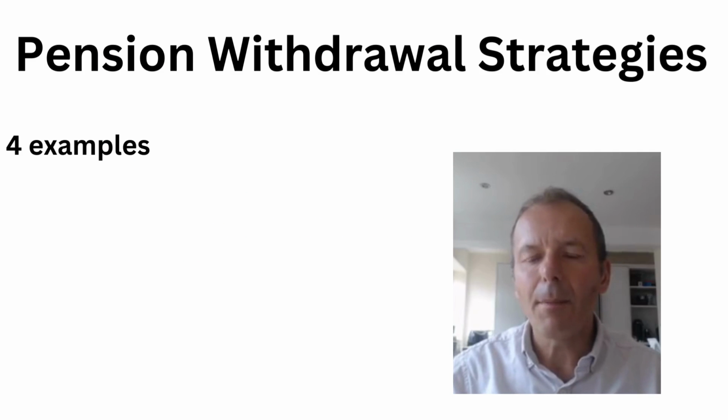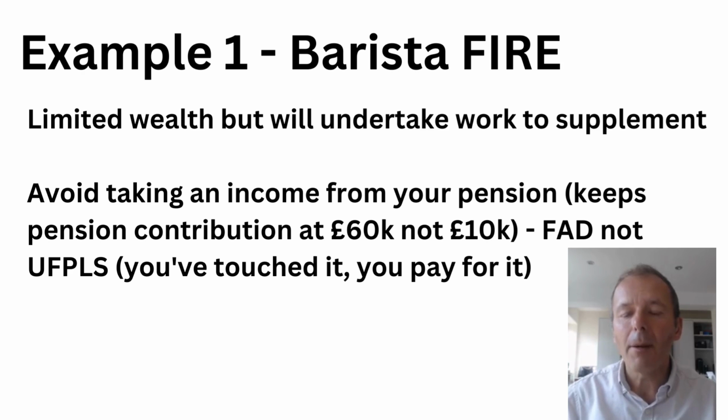So we're now getting into the pension withdrawal strategies, and there's 4 examples. The first one I'm calling Barista Fire, where someone has limited wealth but they're willing to take work in their retirement to supplement their income, and such a person might want to avoid taking an income from their pension because that will reduce the pension contribution they can make in the future from £60,000 a year down to £10,000 a year. So they're possibly looking at flexible access drawdown, because with UFPLS, once you've touched it, you've got to pay for it.